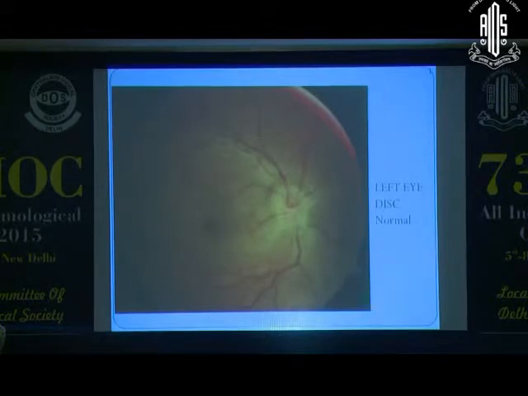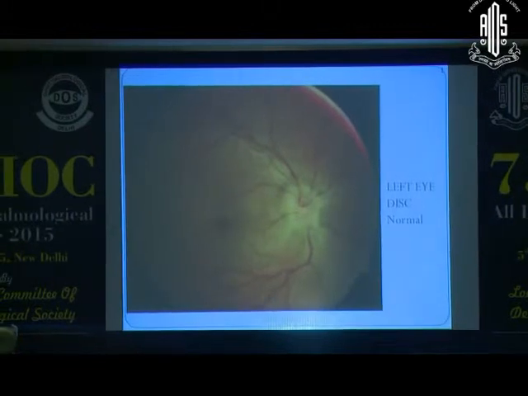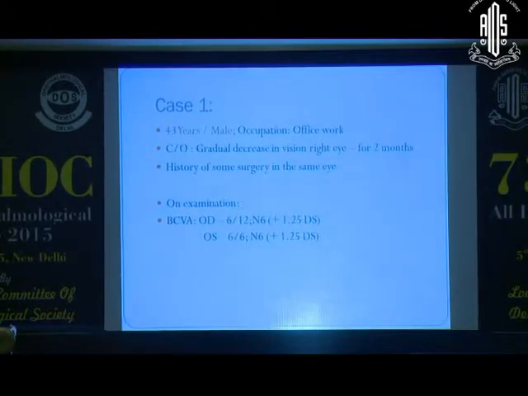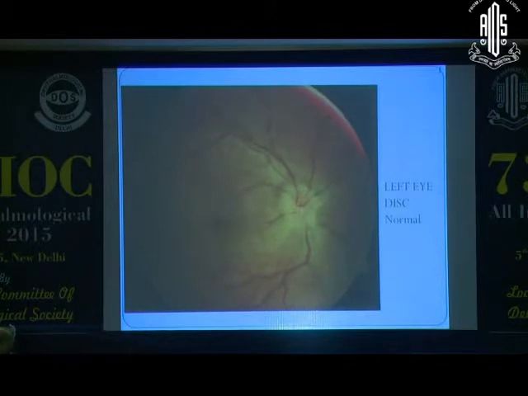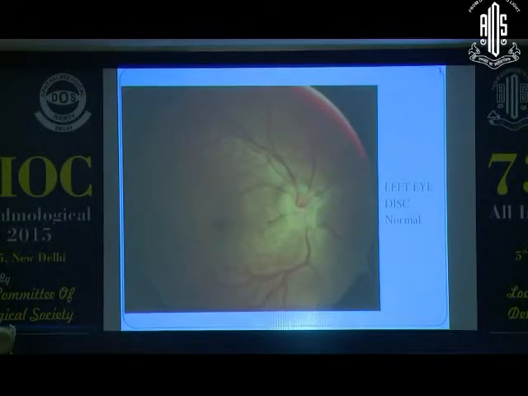Left eye was normal as you mentioned, and I think a few points: young person, history of some surgery, vision is 6/12. So in short, what other information do you want to come to a diagnosis, apart from what I have already mentioned? Okay. Anything else before coming to IOP?